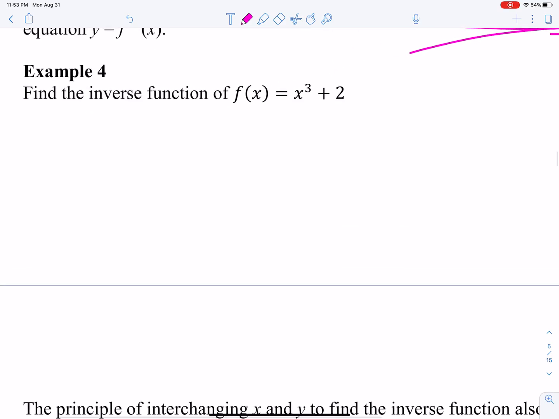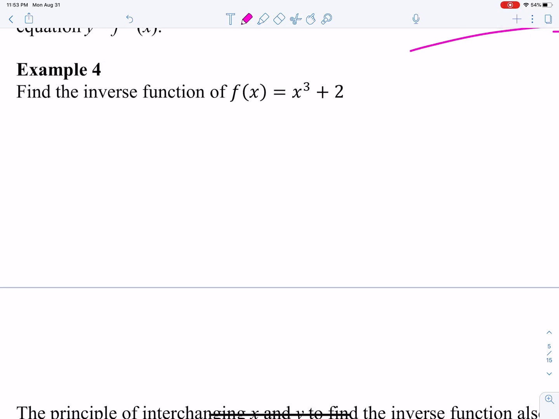All right, you've done these before, but we'll do a quick example here. Find the inverse function of f of x equals x cubed plus 2. Of course, what we're going to do, step number 1, always, change f of x to y.